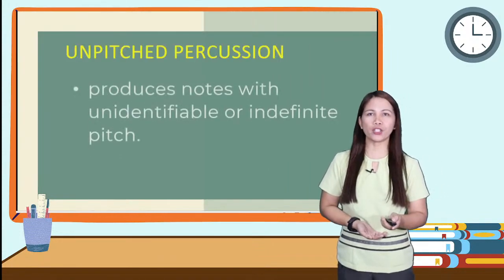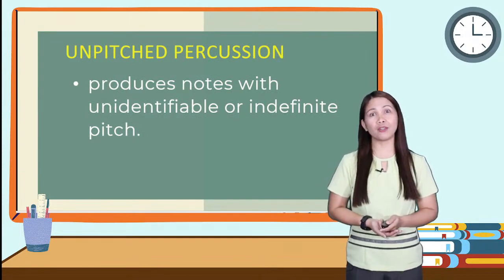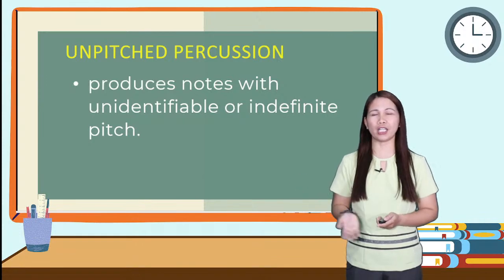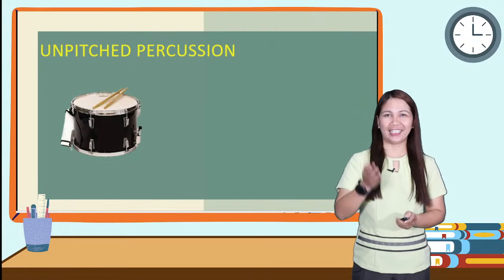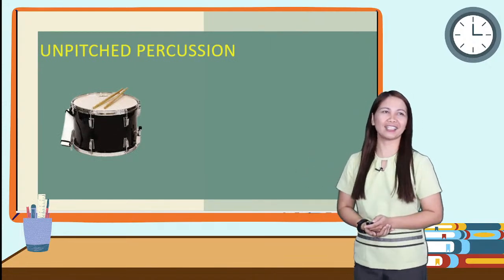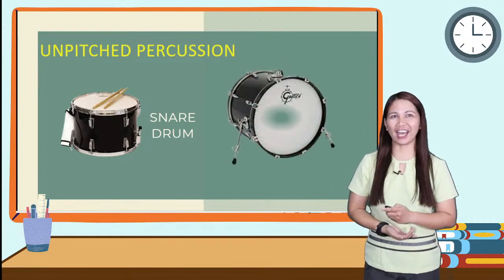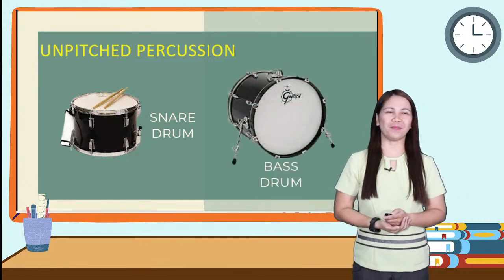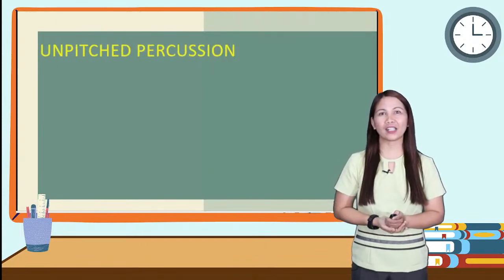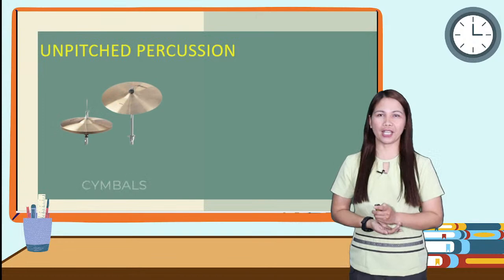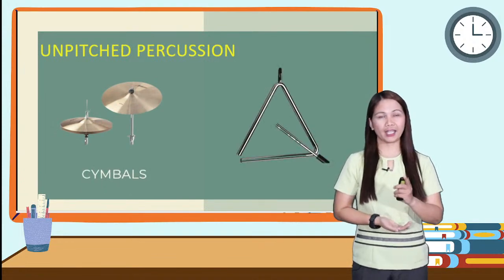Now let's move on to the unpitched percussion. These produce notes with an unidentifiable or indefinite pitch. For example, I know you're familiar with that. That is a snare drum. We also have a bass drum. You can even play them together. Another is cymbals and a triangle.